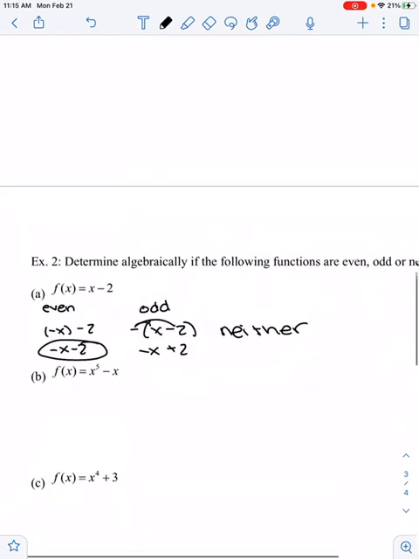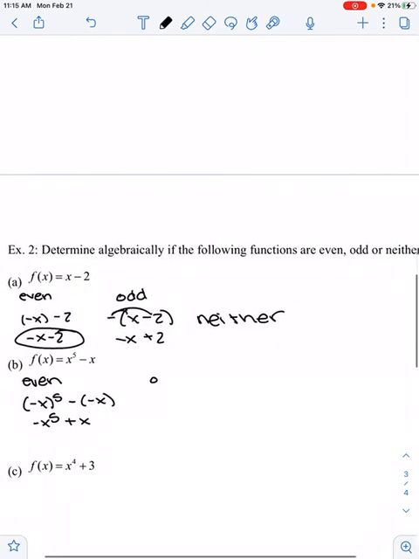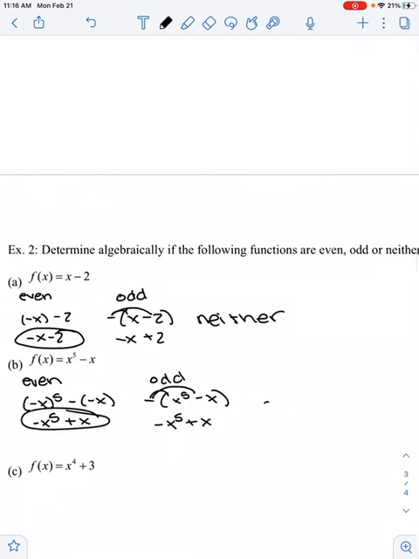Alright, x to the fifth minus x. Again, start by testing for even by putting in a negative x for every x in the function. And that would be negative x to the fifth plus x. That does not match the original, so this is not even. Now we're going to test for odd by putting a negative in front of the function. And we would get negative x to the fifth by distributing our negative plus x. That does match what we got in even. So this is an odd function.